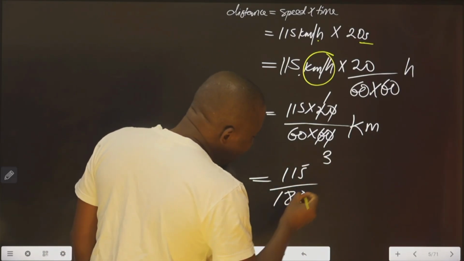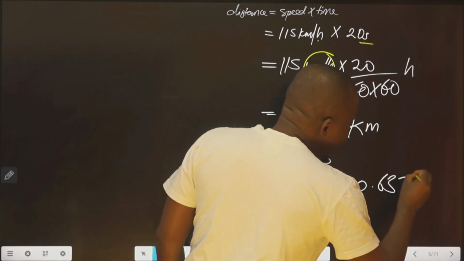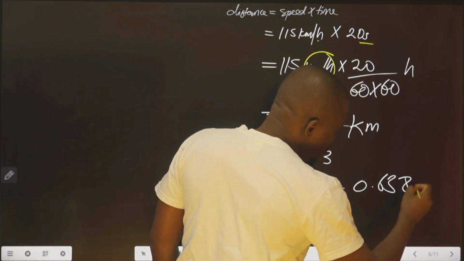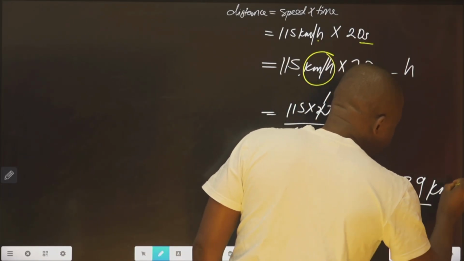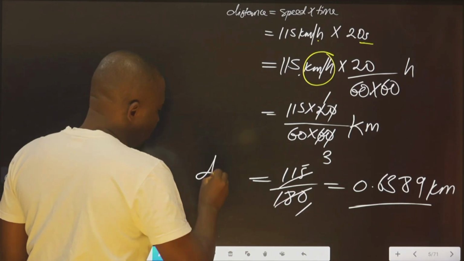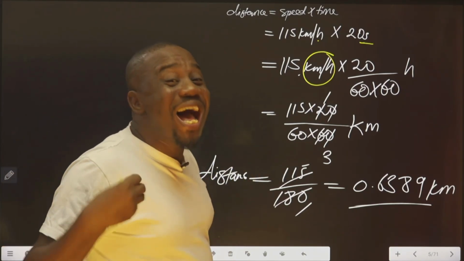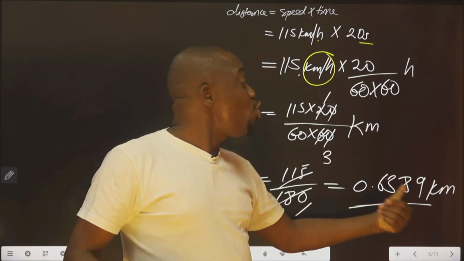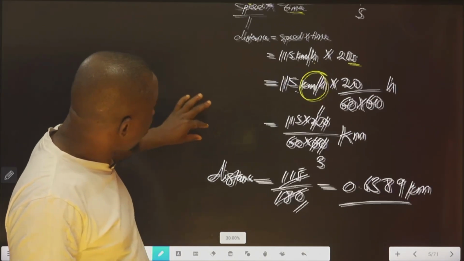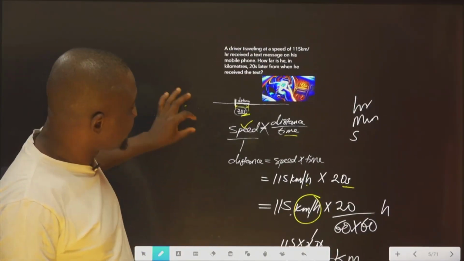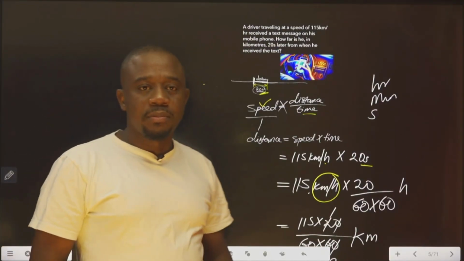If you divide this now, you're going to have 0.6388 and so on and so forth. We can simply approximate like this in kilometer. That is our distance. In case you were asked to solve this in meter, all you have to do is multiply this by 1,000. Hope you understand the process. Thank you for viewing.